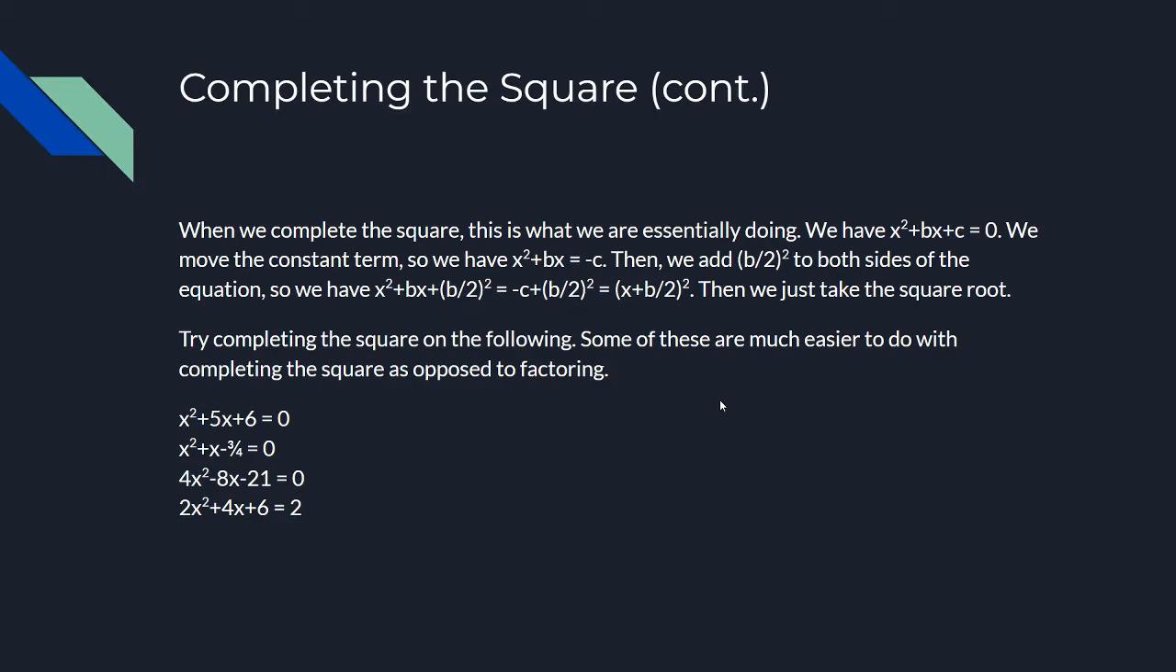So when we complete the square, this is what we're really doing. So we have x squared plus bx plus c equals 0. And we're going to move the constant term. So we have x squared plus bx is equal to -c. So then we're going to add b over 2 squared to both sides. So now we have x squared plus bx plus b over 2 squared, which is equal to -c plus b over 2 squared, which is equal to x plus b over 2 quantity squared. And then we can just take the square root of both sides and work from there. So I'll give you 5 seconds to try completing the square on the phone.